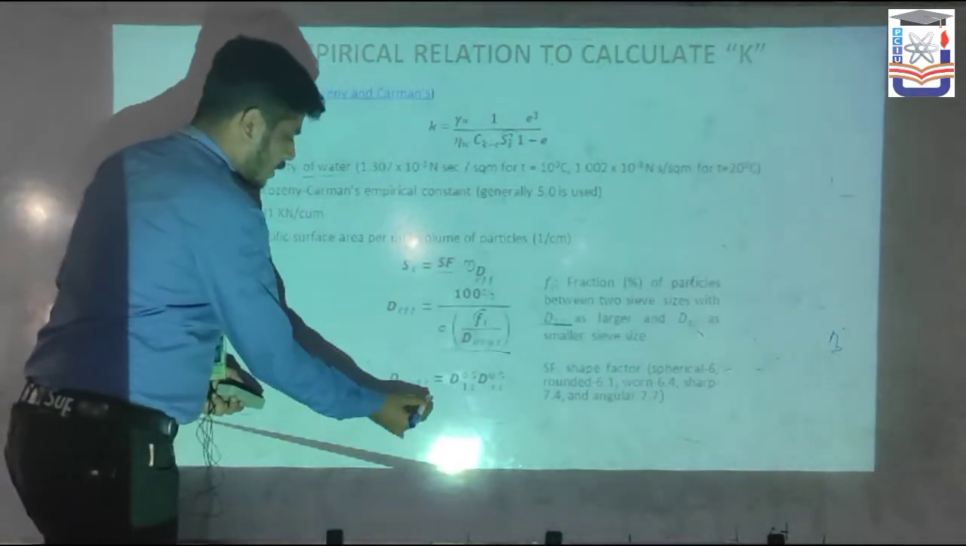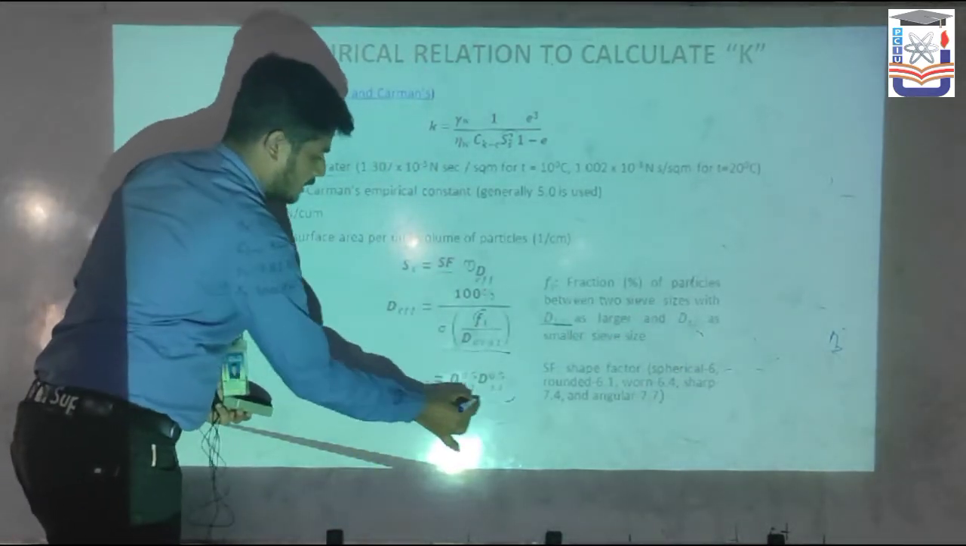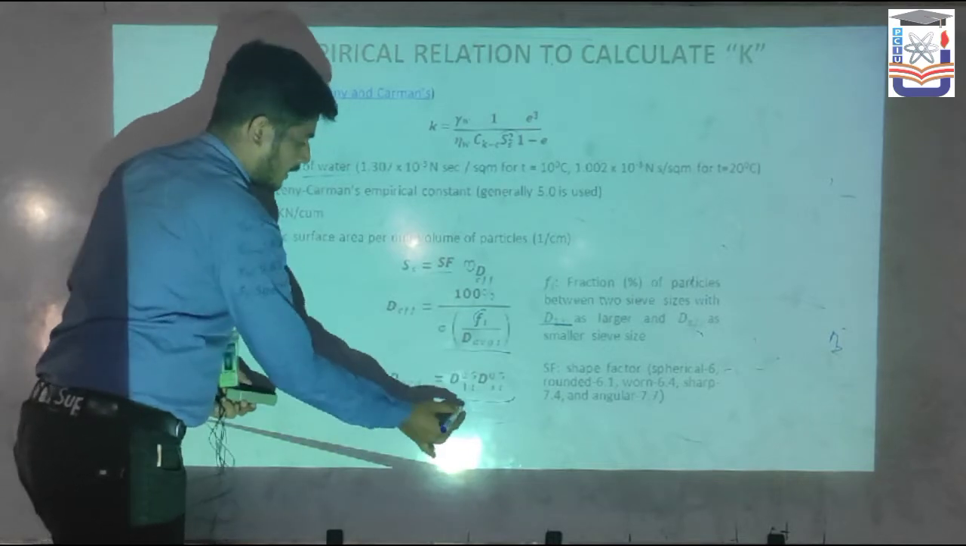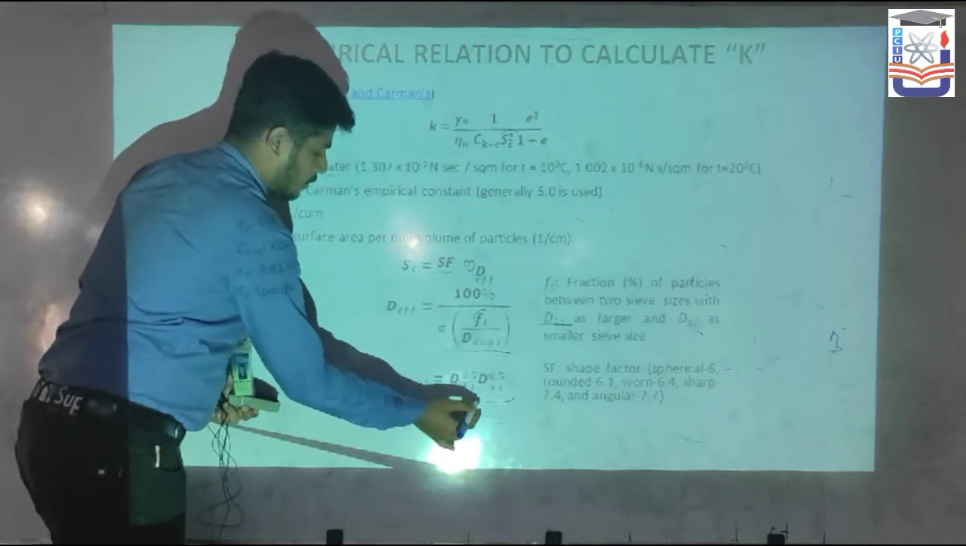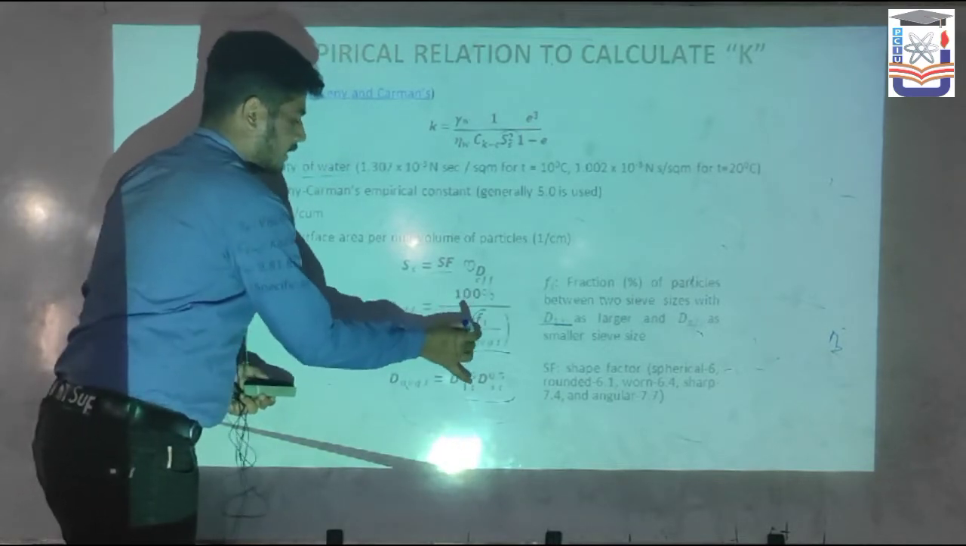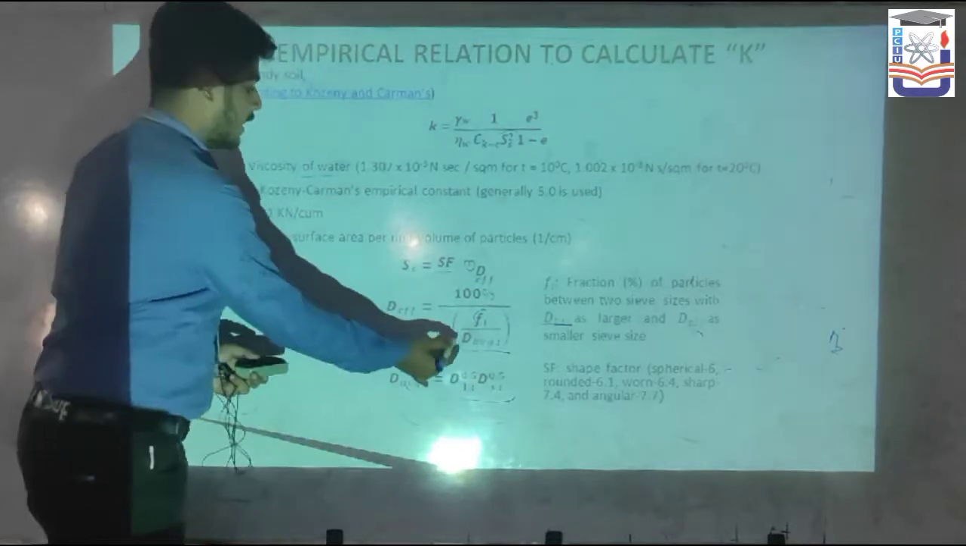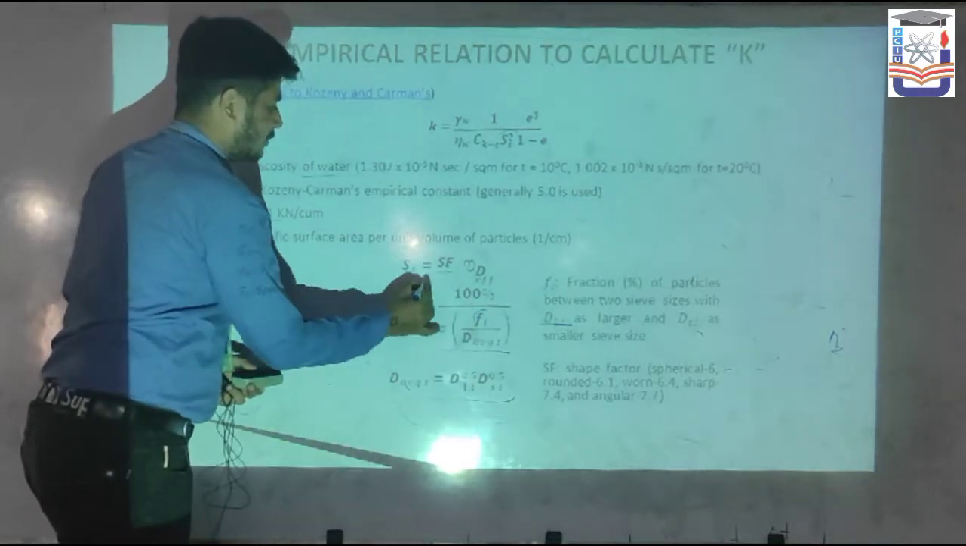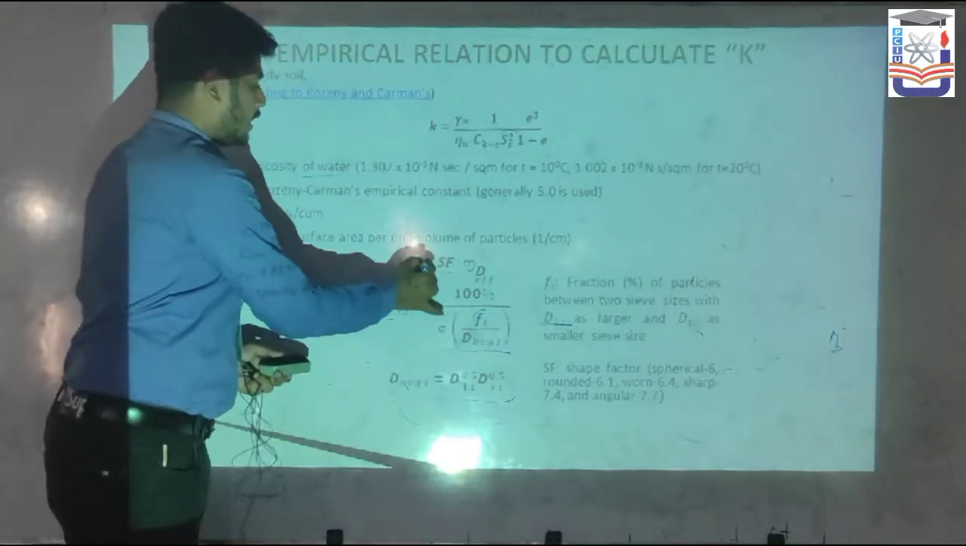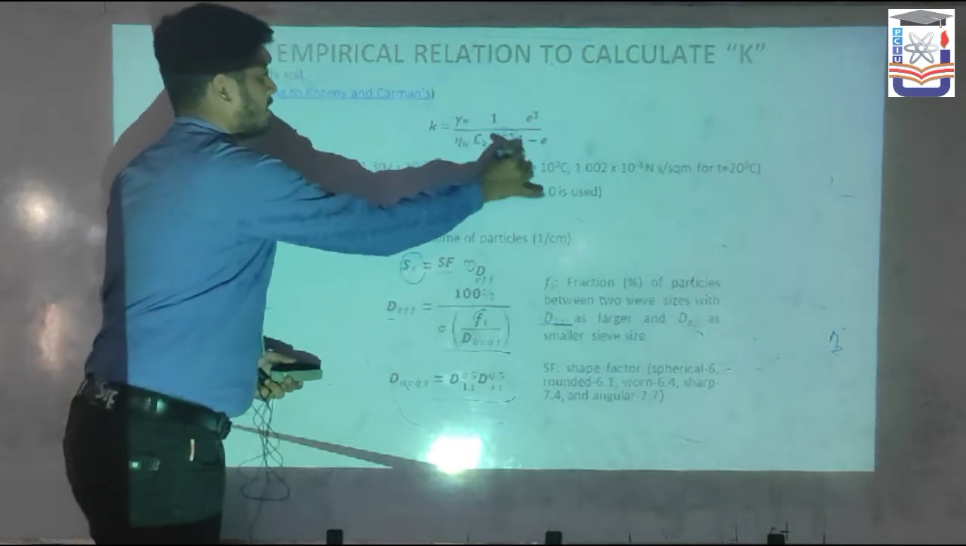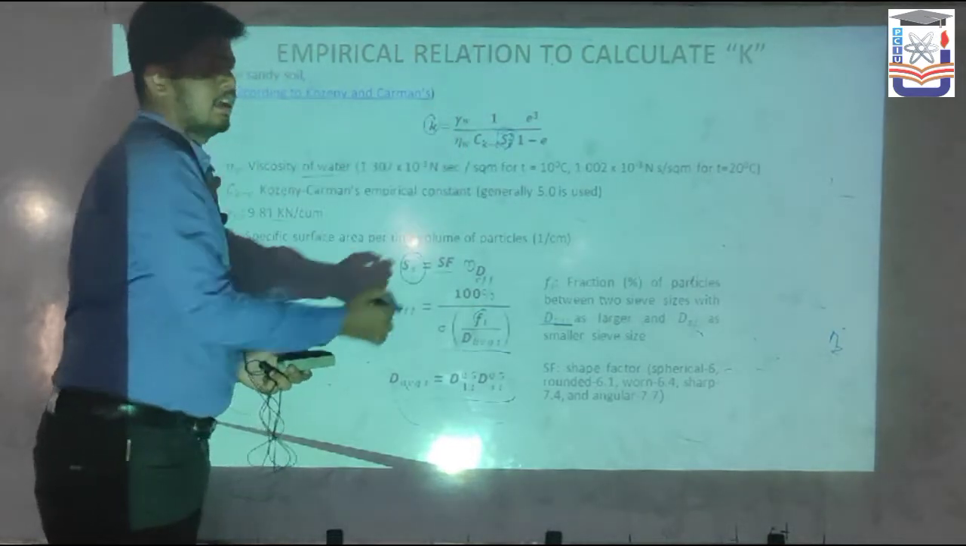Now we find D average, this portion, and we put the value in this equation. The value of Deff we put in this equation, and then the SF we put in this equation, and we get K.